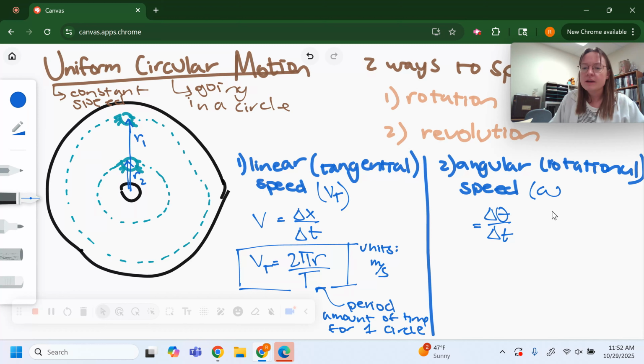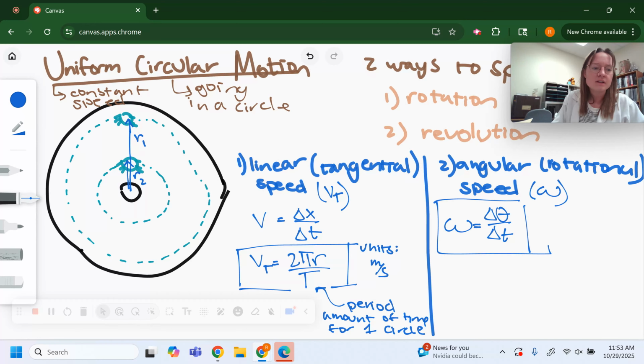The Greek letter omega is kind of like the lowercase letter w, but notice these are not the same. The Greek letter omega is a little bit swoopier than just the letter w, so when I write my letter omega, I make sure that it looks nice and swoopy like this. And there it is. That is one equation for angular speed. Angular speed is how much angle an object accomplishes in a certain amount of time.